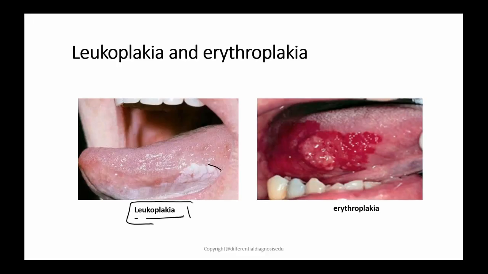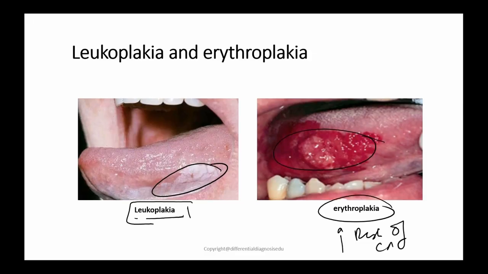This is a red patch. This is erythroplakia, with an increased risk of cancer of 60%. The risk of cancer in leukoplakia is 30%. So which one is more dangerous? Erythroplakia.